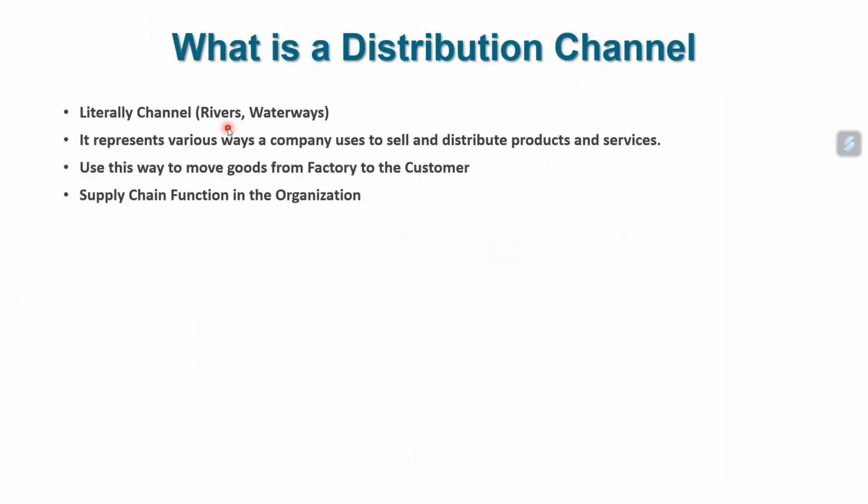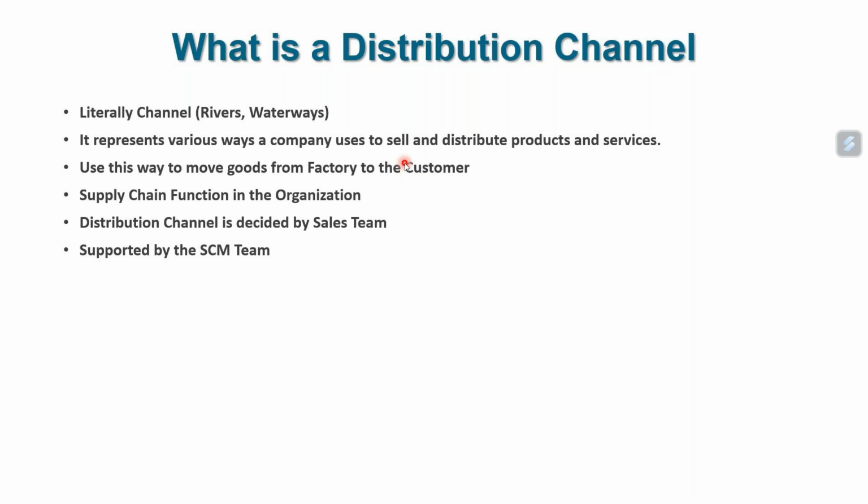Then we went ahead and talked about a distribution channel. It's basically various ways and methods a company uses to sell and distribute products and services. So how do your products reach the customer is what this is. You use this way to move goods from the factory to the customer. Are you moving to the distributor, and then the distributor moves to the retailer and then the consumer? That's one way. Or are you moving to Blinkit, and then Blinkit or Uber Eats is sending to the customer? That is the second way.